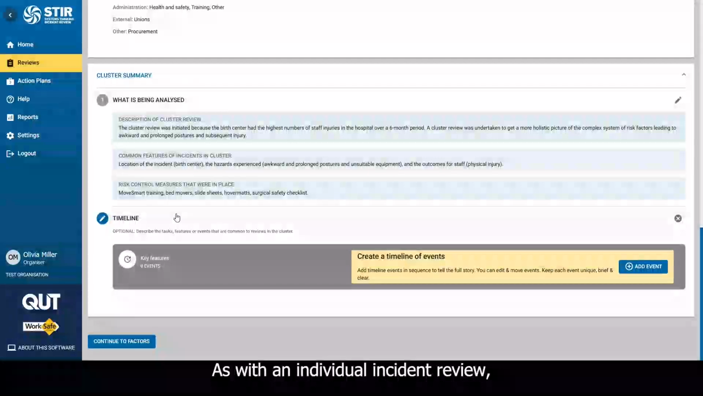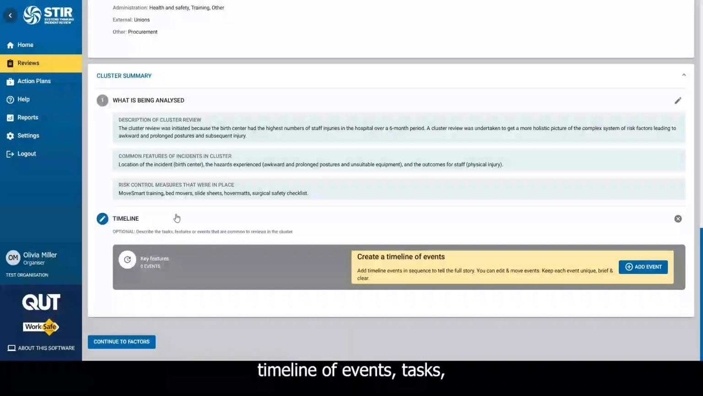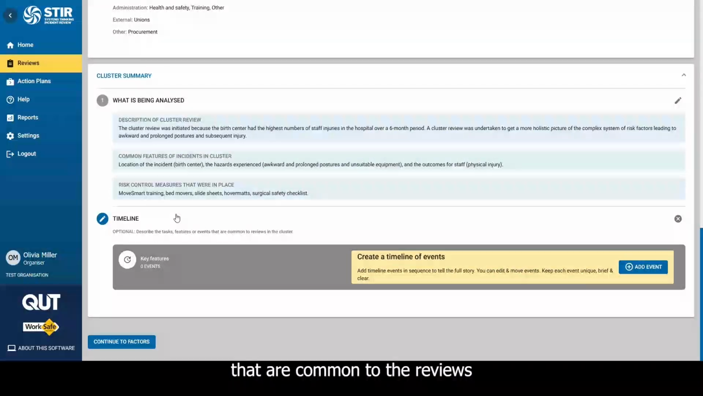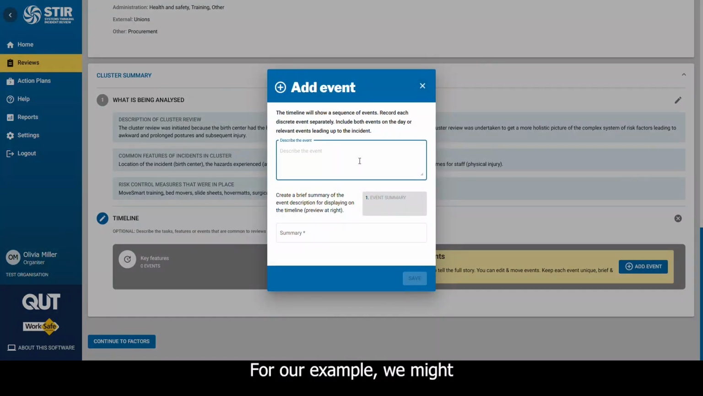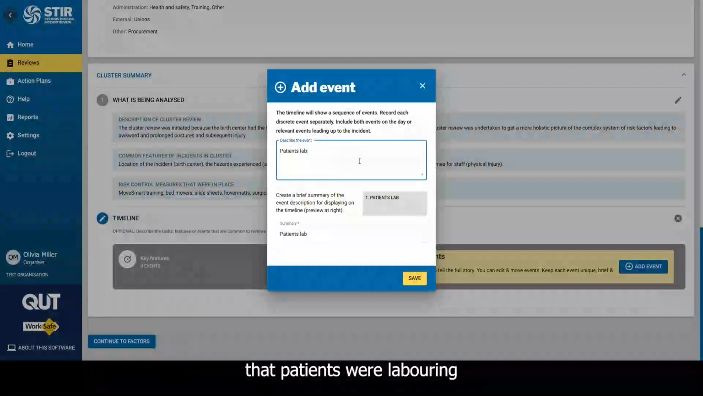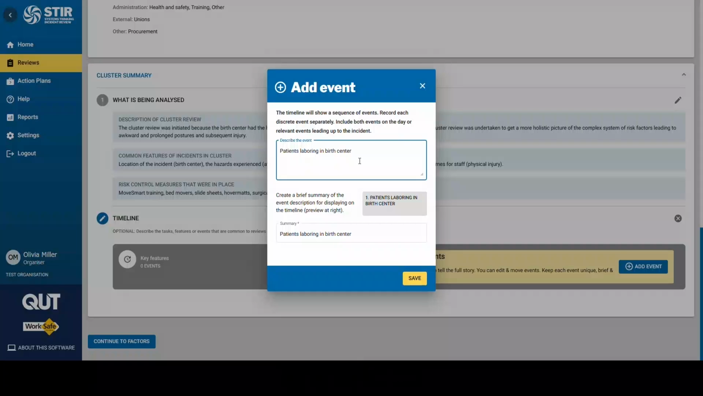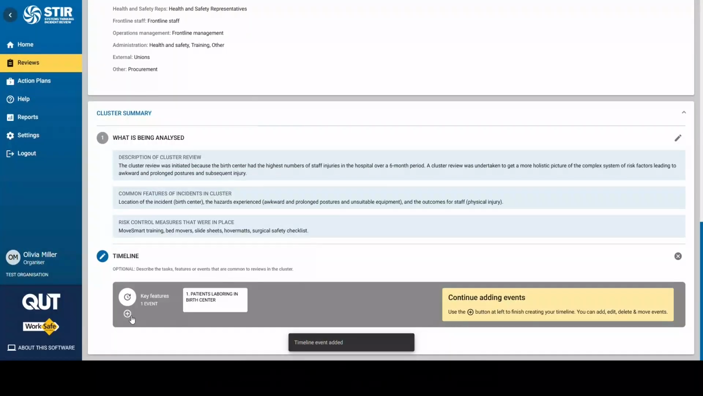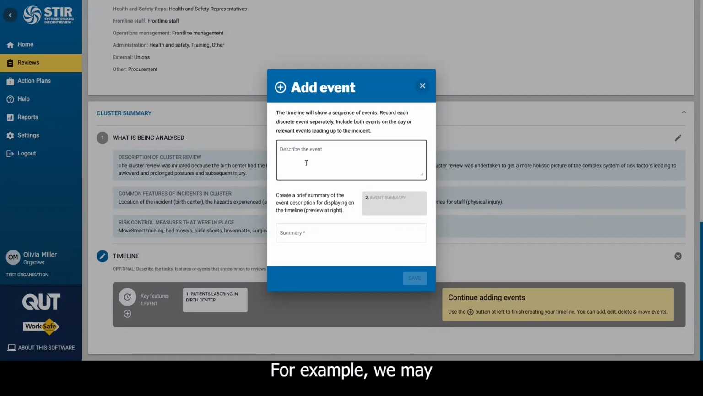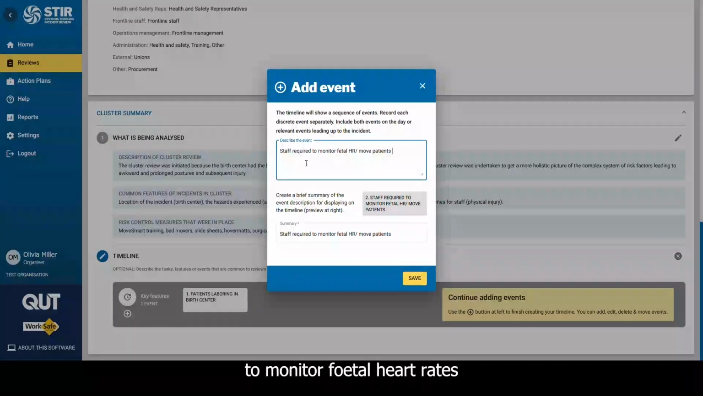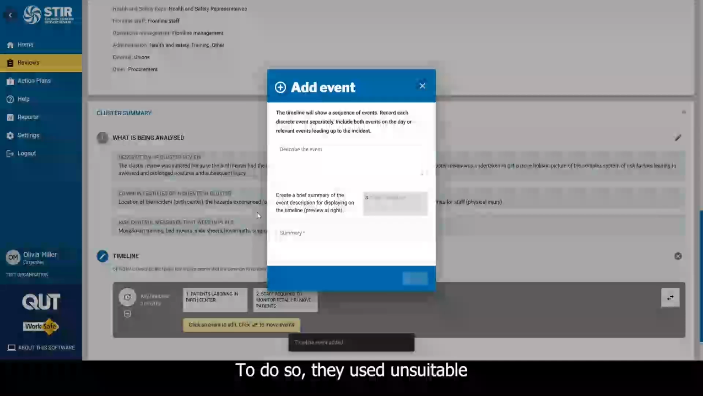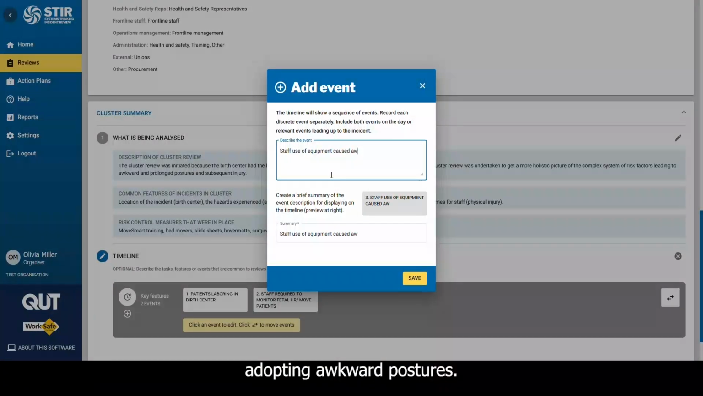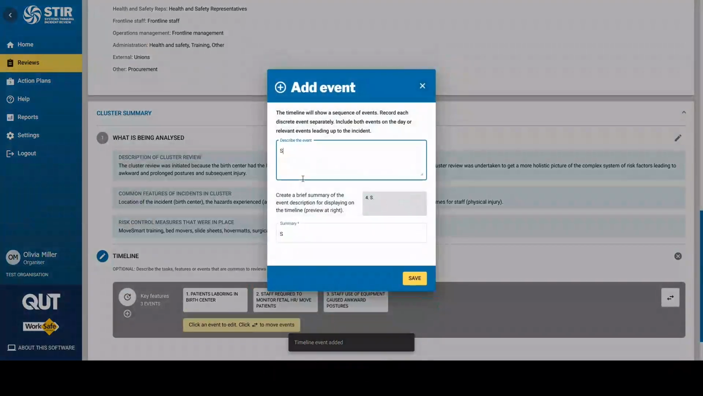As with an individual incident review, it can be helpful to have a timeline of events, tasks, or features that are common to the reviews included in the cluster. To add an event, task, or key feature, click Add Event. For our example, we might first add that patients were labouring in the birth centre. You can continue adding events to the timeline by clicking on the plus icon. For example, we may add that staff were required to monitor fetal heart rates and adjust patient positions. To do so, they used unsuitable equipment which resulted in them adopting awkward postures. This led to staff injuries.